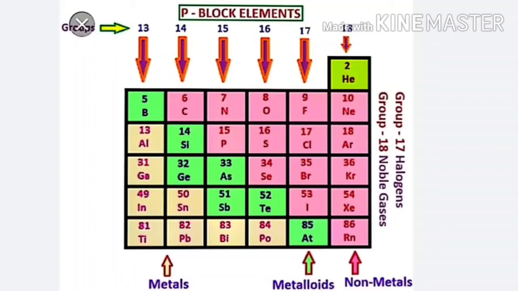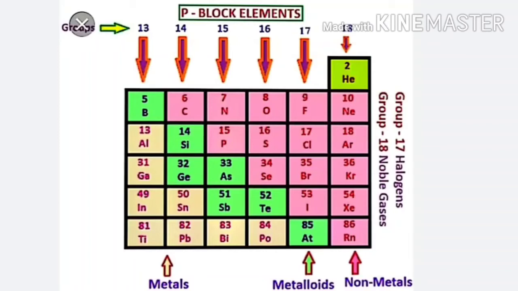Now oxidizing character. Down the group, the oxidizing character of halogens decreases. Halogens are strong oxidizing agents. Halogens possess a strong tendency to accept electrons. This is why they behave as strong oxidizing agents. As we move down the group, oxidizing character decreases because of decrease in reactivity of halogens.